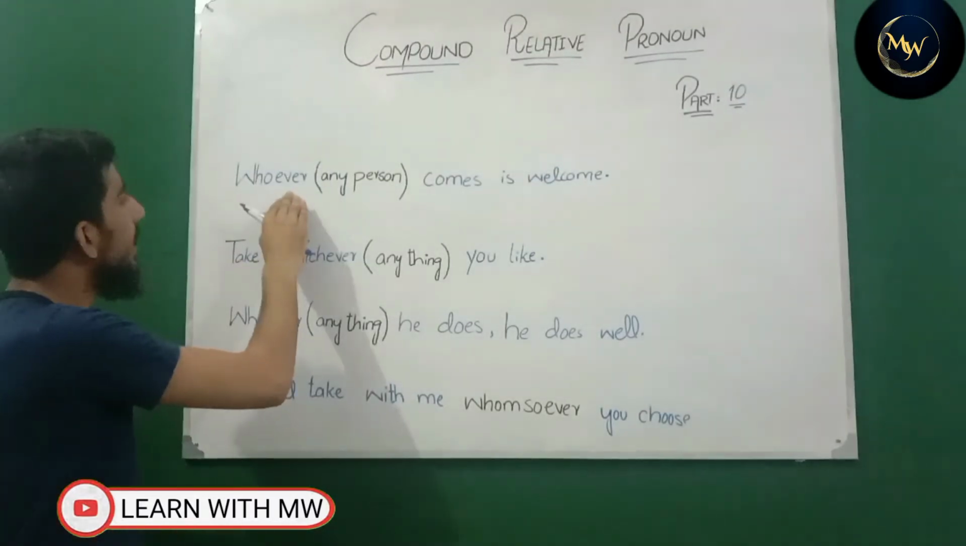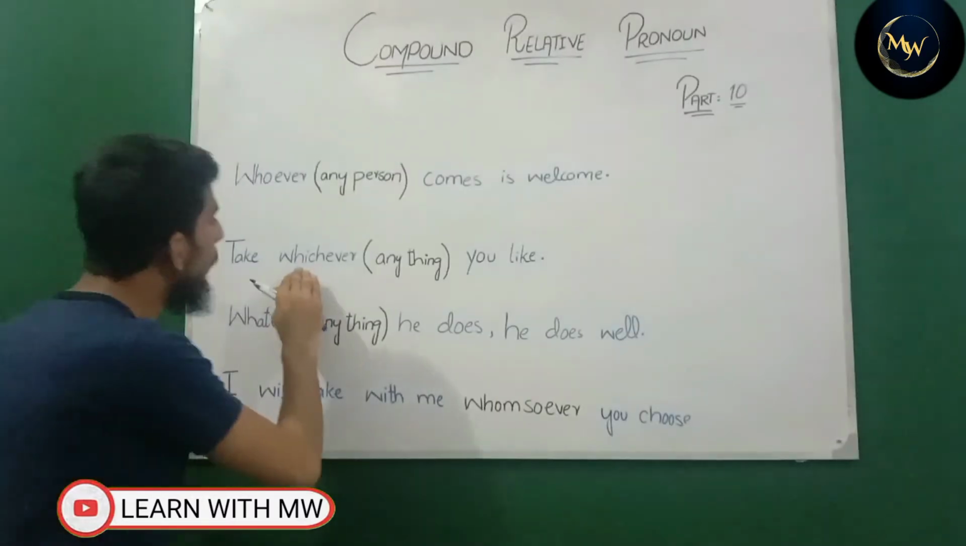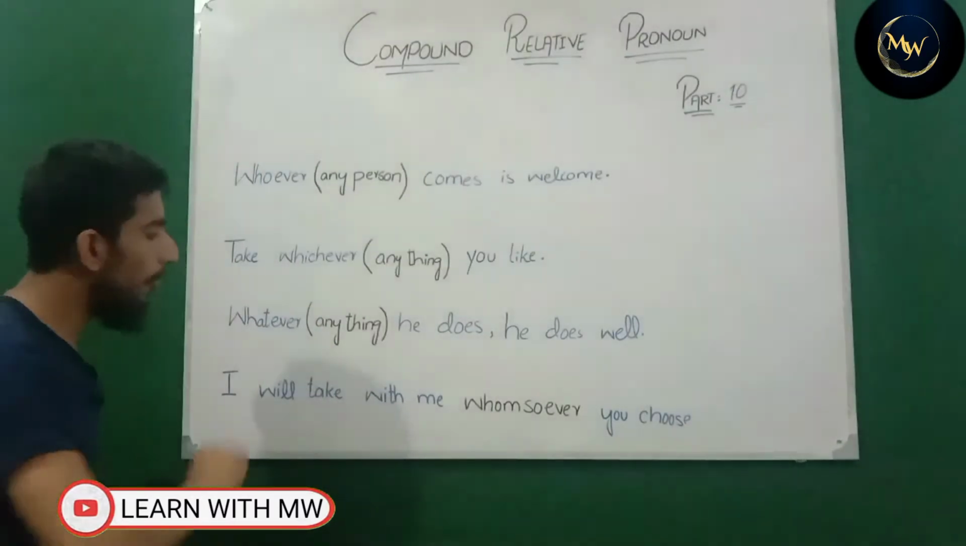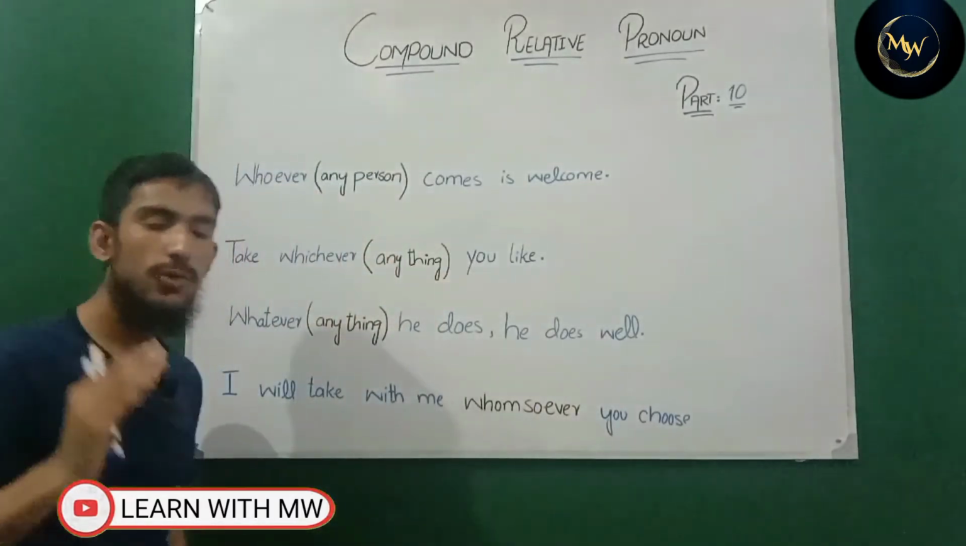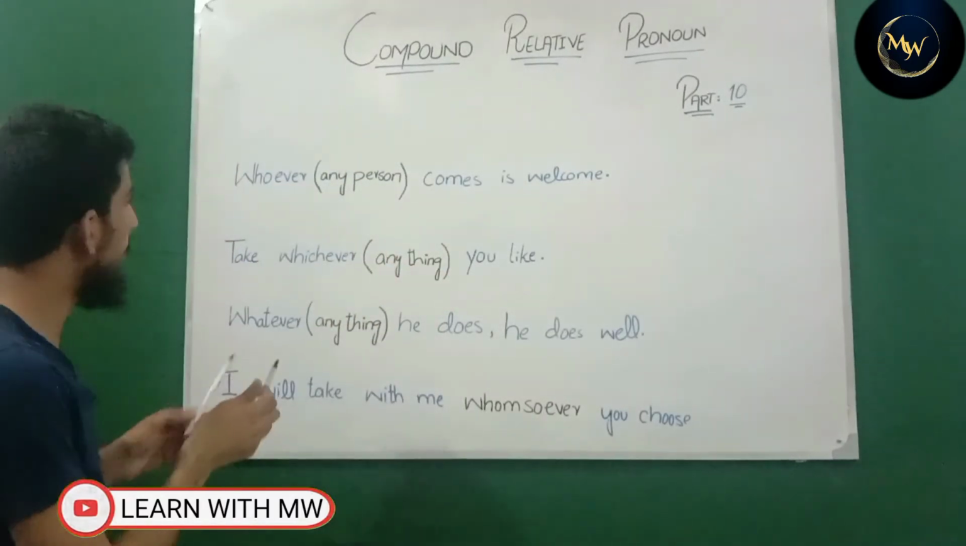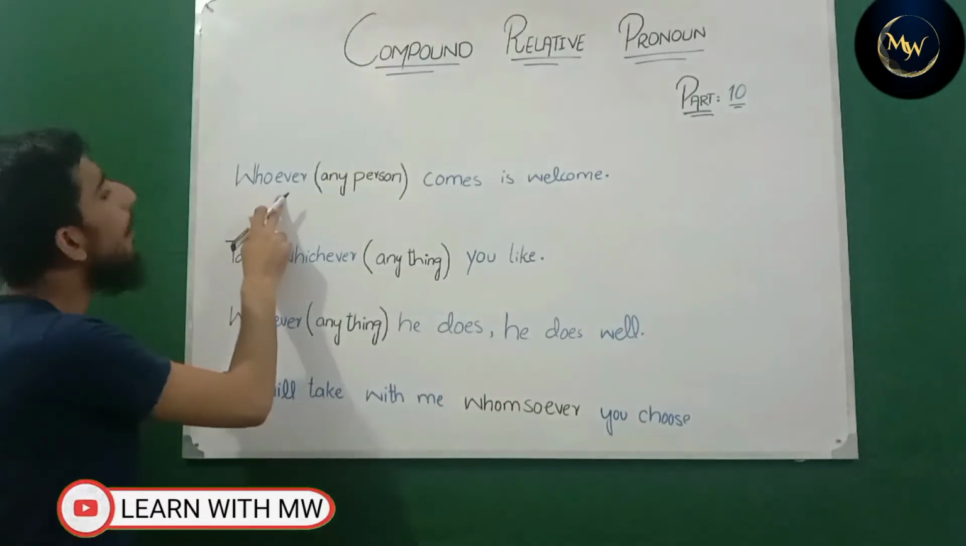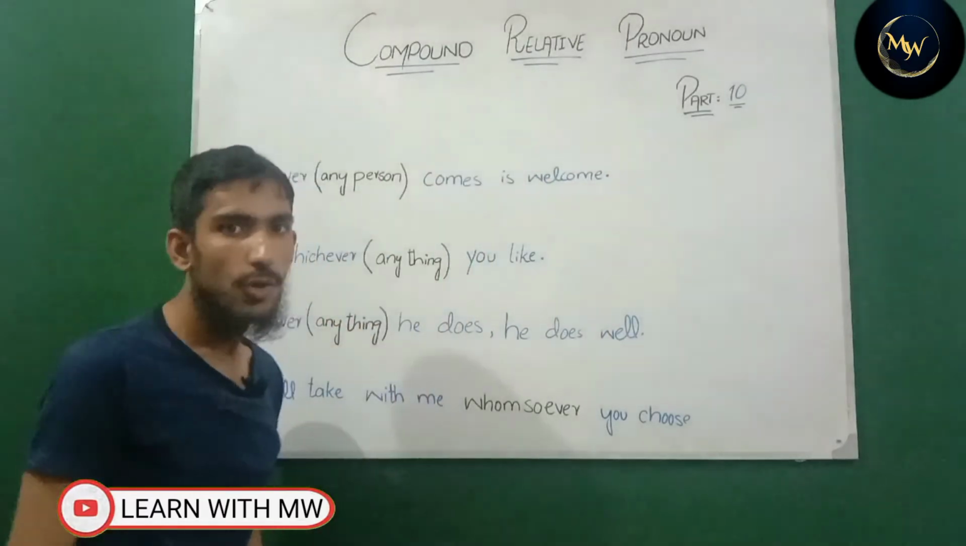So look, whoever is a compound relative pronoun, whichever is a compound relative pronoun, whatever is also a compound relative pronoun, and whomsoever is also a compound relative pronoun. So look at the first example. The first example is: whoever comes is welcome.